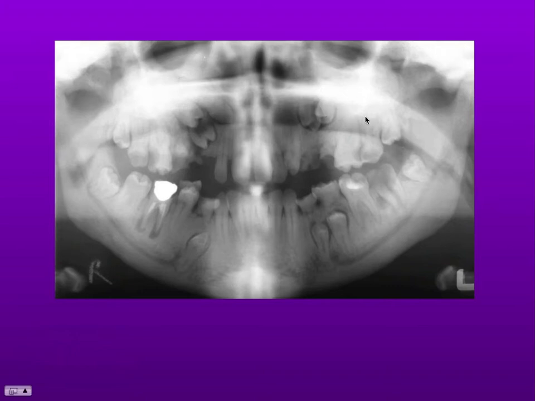In the maxilla, again, very dense bone. And this combination of very dense bone, often accompanied with failure of eruption of teeth, is an anomalous inherited condition called osteopetrosis, or marble bone disease. You should read up about conditions like this and try and understand how they're inherited and what the consequences are for the patient other than the dental problems.